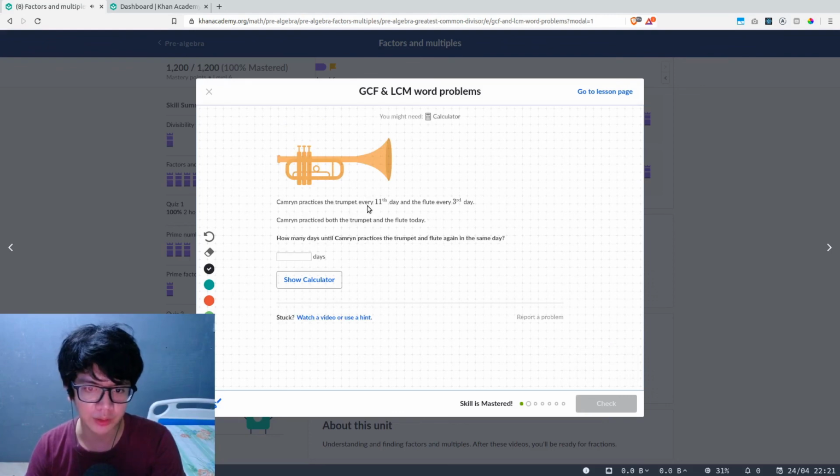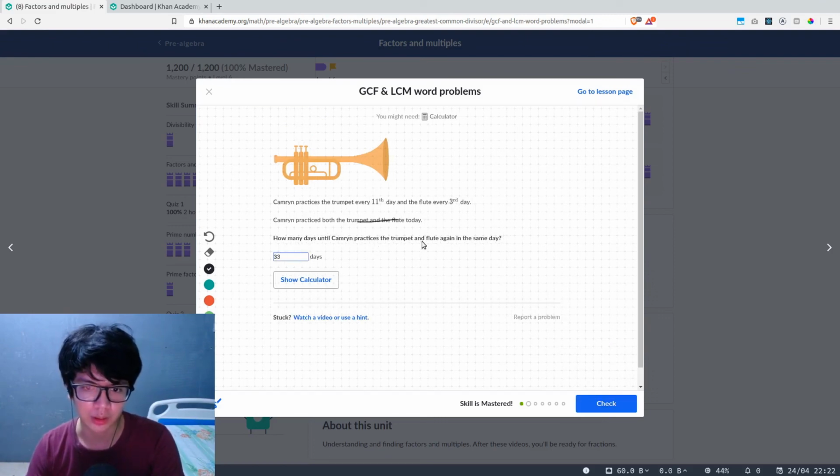Carmen practices the trumpet every 11th day and the flute every 3rd day. Both today. How many days until? Okay, 33 days. It's going to be their LCM.